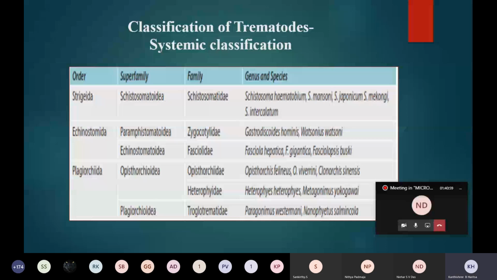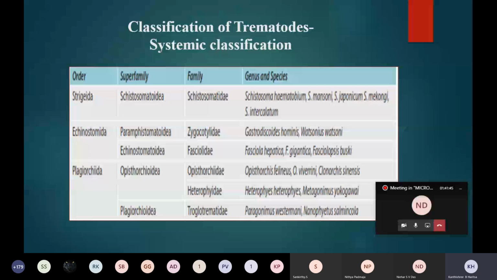So this is the systemic classification of trematodes. You can see the family is Schistosomatidae. It has Schistosoma haematobium, mansoni, japonicum, mekongi and intercalatum. The next family, Zygocotyledea, has Gastrodiscoides hominis and Watsonius watsoni. Family Fasciolidae has Fasciola hepatica, Fasciola gigantica and Fasciolopsis buski.